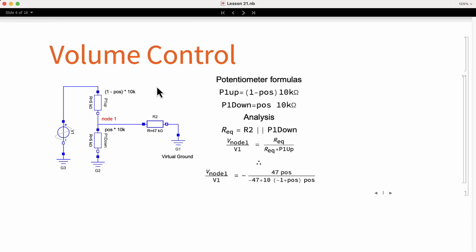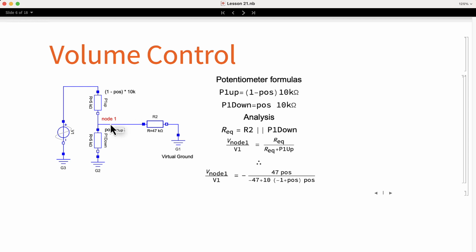In this diagram, we can see the equivalent circuit of the volume control. The potentiometer is split into 2 resistors whose values depend on the position. When one resistor increases, the other one gets smaller, and the sum of these 2 resistances must be constant. In this case, the potentiometer is 10 kilo ohms. We can capture this behavior with the following formulas for the upper and lower resistors. And here you can see that, changing the variable for the position, one of the resistors increases and the other one decreases.